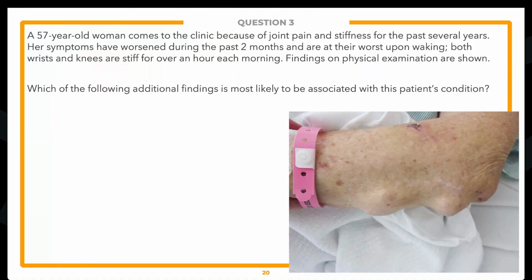Her symptoms have worsened during the past 2 months and are at their worst upon waking. Both wrists and knees are stiff for over an hour each morning. Findings on physical examination are shown. So again, which of the following additional findings is most likely to be associated with this patient's condition? Perhaps there's something jumping out at you here where you are already thinking about the findings that might accompany this.